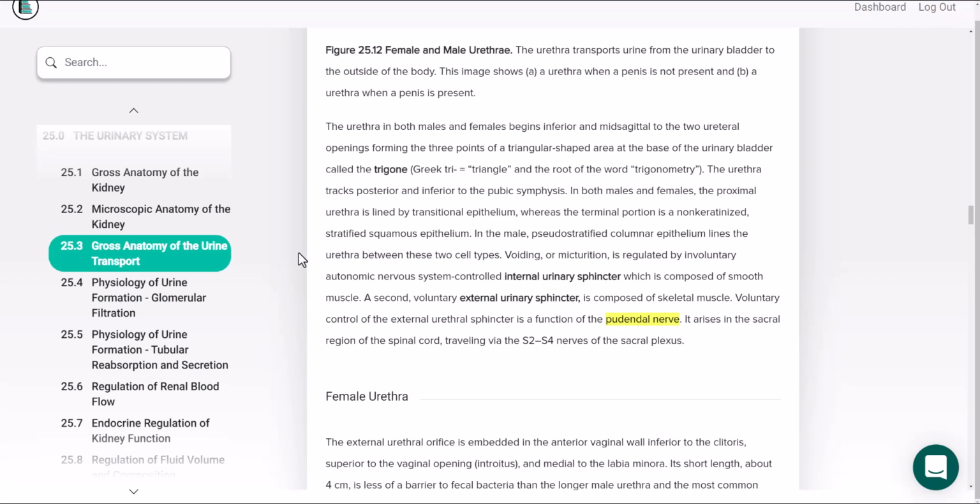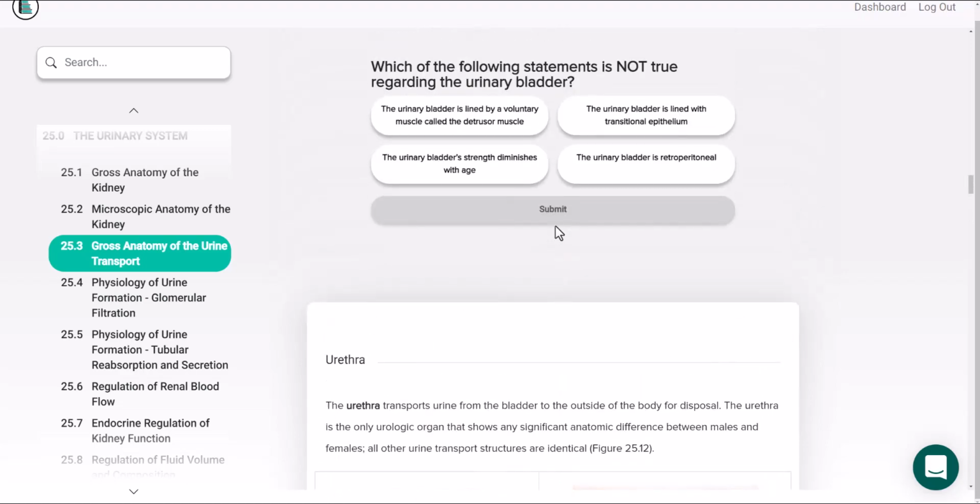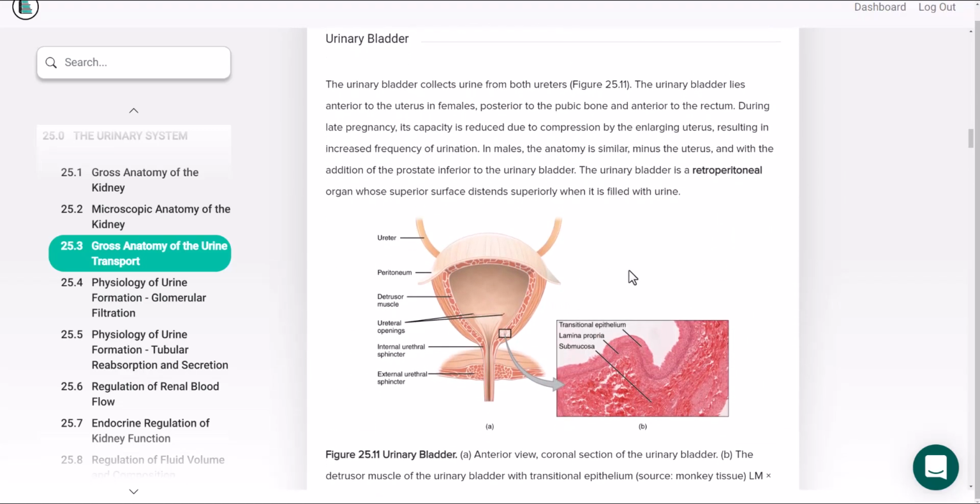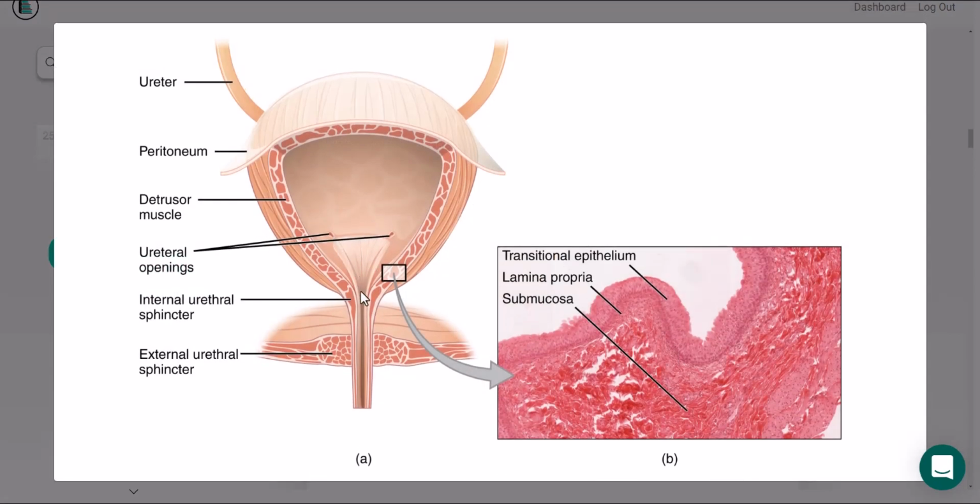Let's go back up and take a look at the trigone really quick. The trigone is this triangular arrangement. It is the two ureteral openings and the opening to the urethra. So that's the triangle, the trigone, and that is sort of the funneling region of the internal bladder.